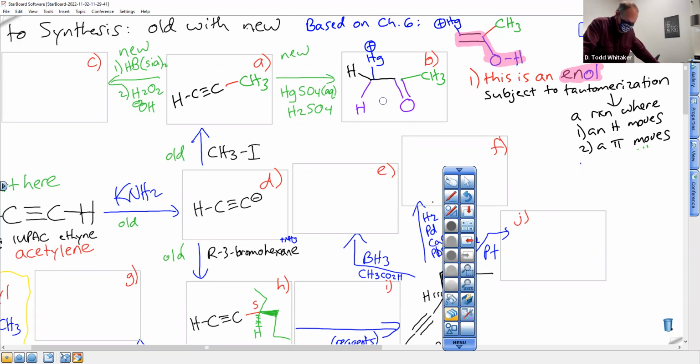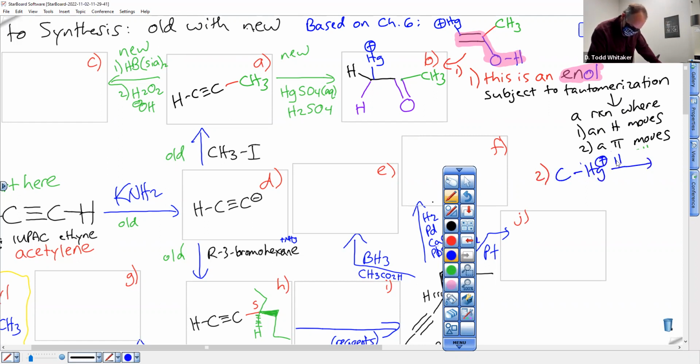Guys, I had everything I needed here. My goodness. Okay, good. A reaction where an H moves, so did the H move? This is 1. 1 gets you here. 2. CH2Hg plus undergoes, with this molecule, Hg plus attached to C.